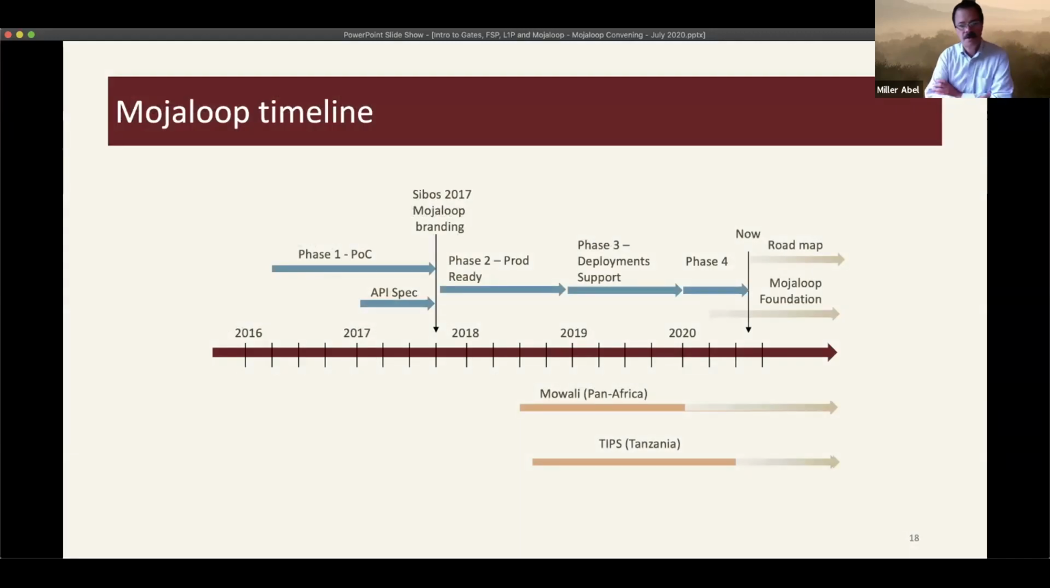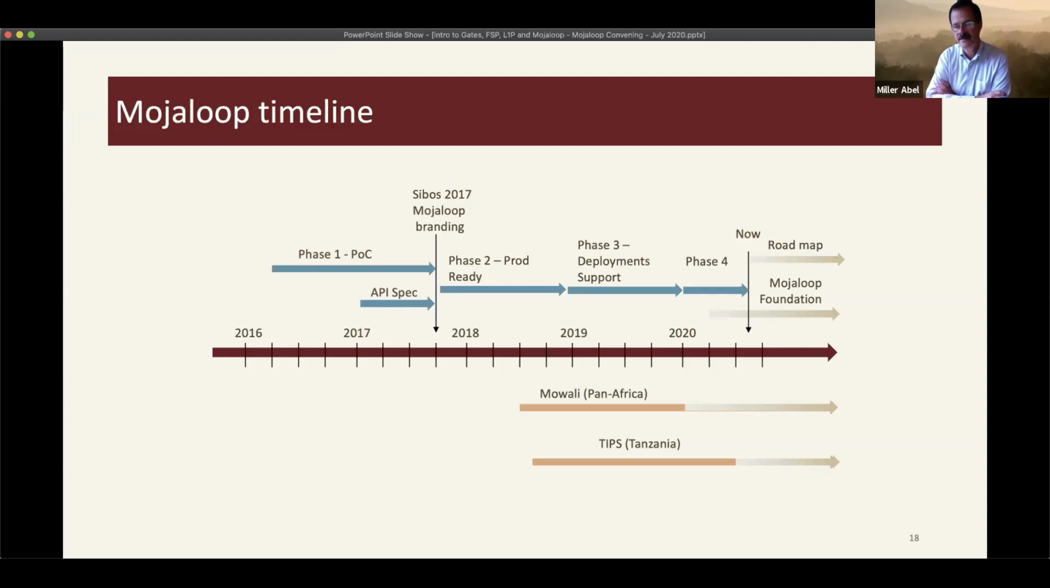So Mojaloop started back in 2016. We talked about that. We've rolled through several different phases. An API specification, which you will all be familiar with by the end of the week if you aren't already, that allows the interconnection of mobile money providers with a hub-like system like Mojaloop. It doesn't specifically require Mojaloop, but it's been tailored in a way to support the level 1 project principles in a payment system that supports them.